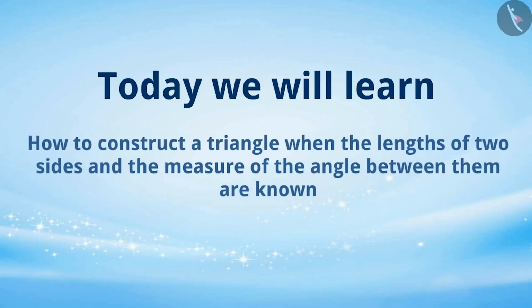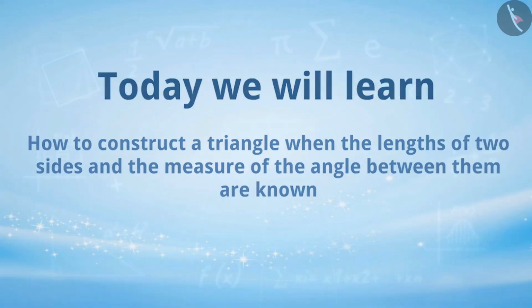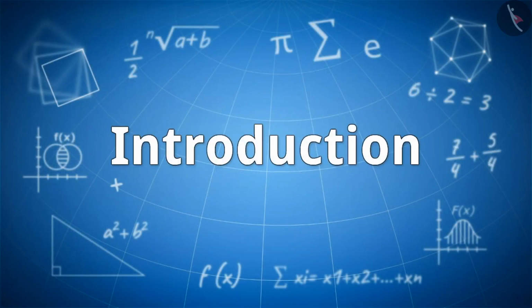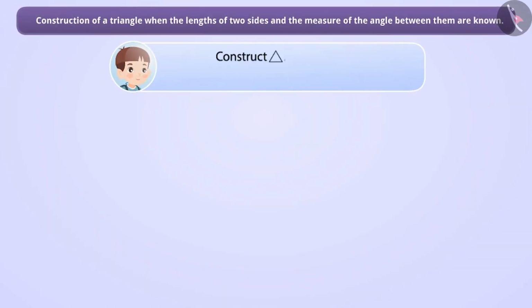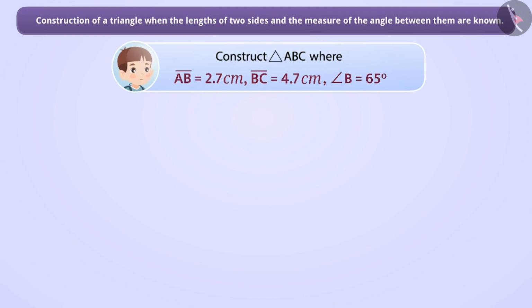Today we will learn how to construct a triangle when the lengths of two sides and the measure of the angle between them are known. Rahul has to construct a triangle ABC. In triangle ABC, we are given that the length of side AB is 2.7 cm, the length of side BC is 4.7 cm and angle B measures 65 degrees.